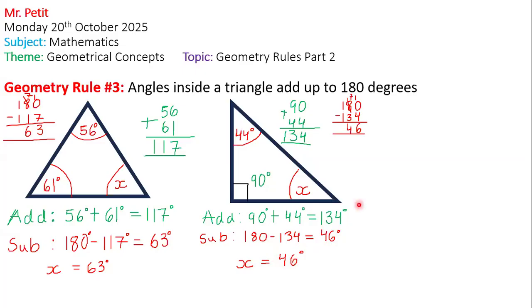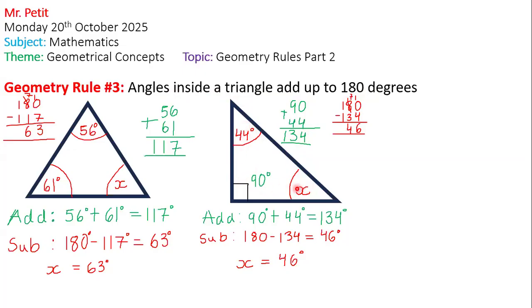Wait, excuse me, Mr. Petit. Go ahead. I'm sorry, but I didn't get the subtraction part for the second one with the 90 degrees and 44, when you went to subtract. Can you repeat that part for me, please? Yeah, no problem. So basically, we know that the rule says that angles inside a triangle add up to 180 degrees. So that means that the sum of these angles must equal 180 degrees. But we are missing one. We have 90, we have 44, we have x. That's the one that we're missing.